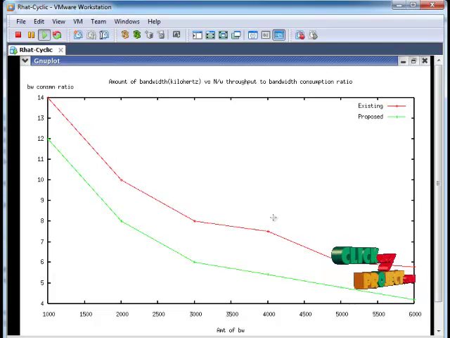This is another graph in which the amount of bandwidth is compared with the bandwidth consumption ratio. That is, in the x-axis, amount of bandwidth is represented. In the y-axis, bandwidth consumption ratio is mentioned. The existing system has a higher consumption ratio. That is the drawback in the existing system, but in our proposed system, the bandwidth consumption is low. Hence, the performance is analyzed, which gives the efficient result in the proposed system.